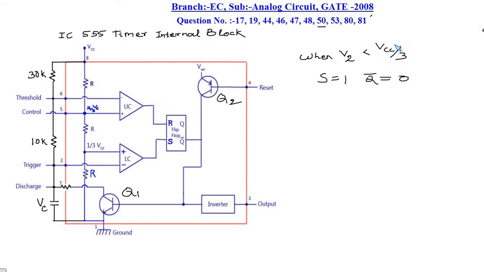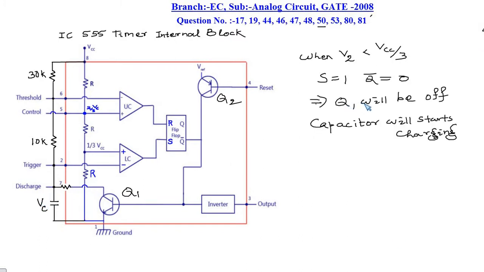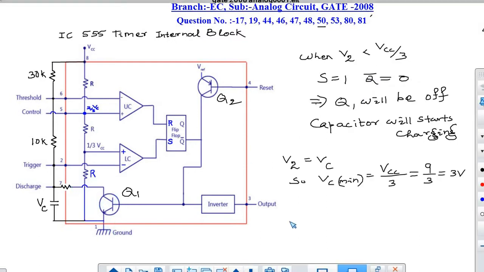VCC is 9, so V2 will be equal to 3 volt. So VC will have the minimum value of 3 volt. As Q1 is logic 0, transistor Q1 will be off and the capacitor will stop discharging. It will start charging. So the minimum value of VC will be at V2 when V2 is VCC by 3, so VCC by 3 is equal to 9 by 3, that is 3 volt.